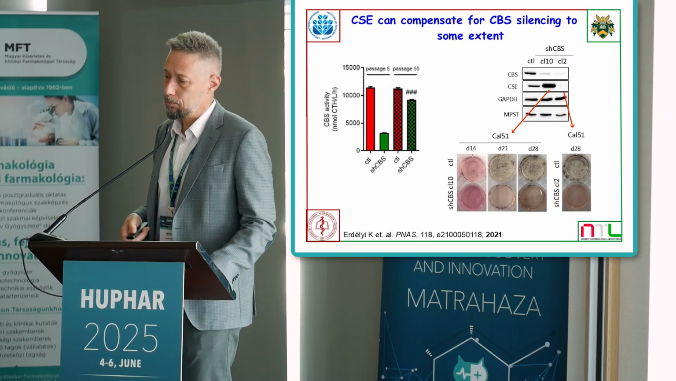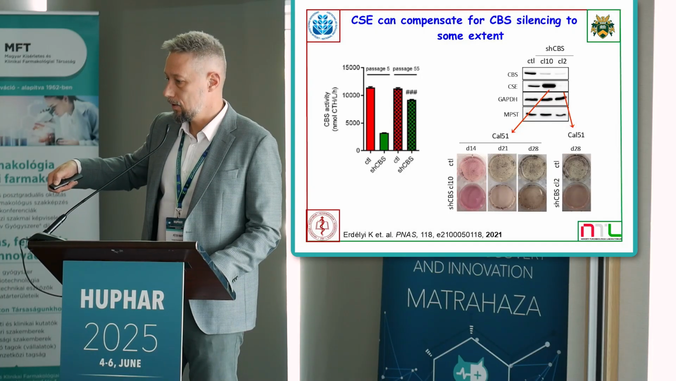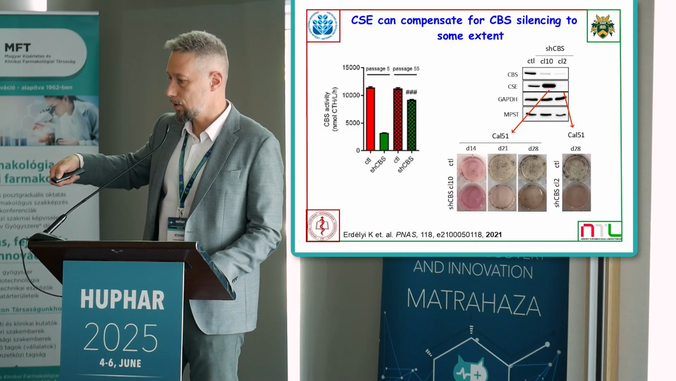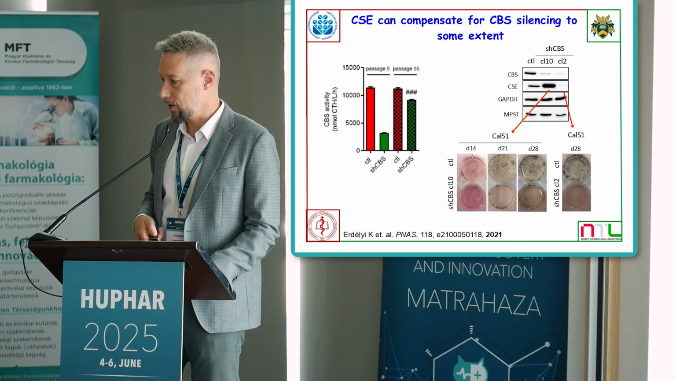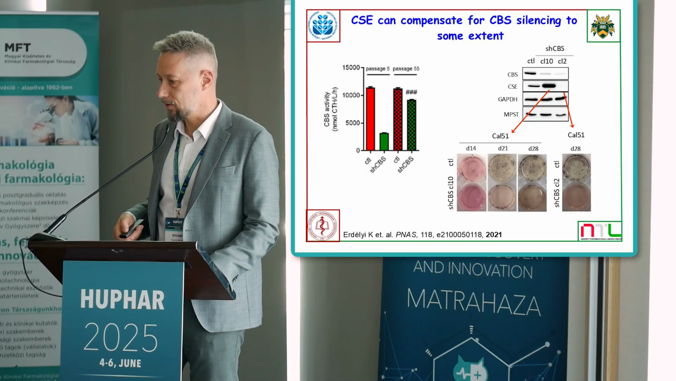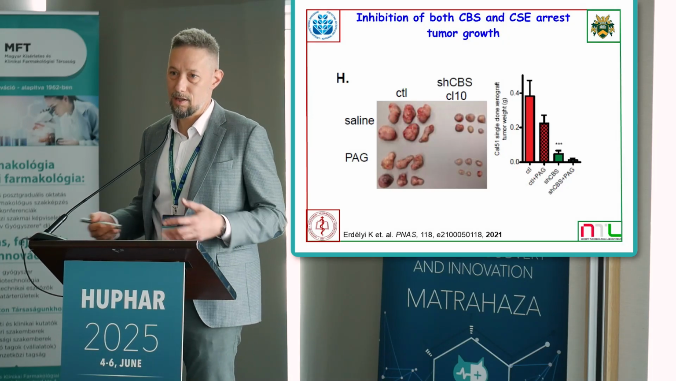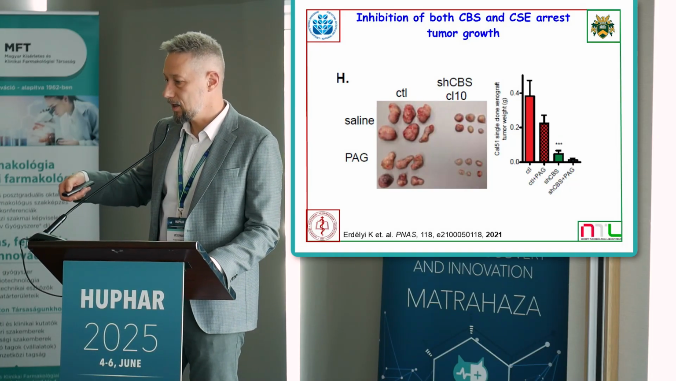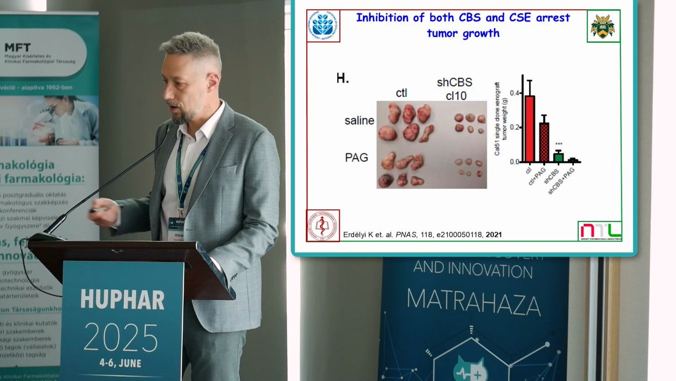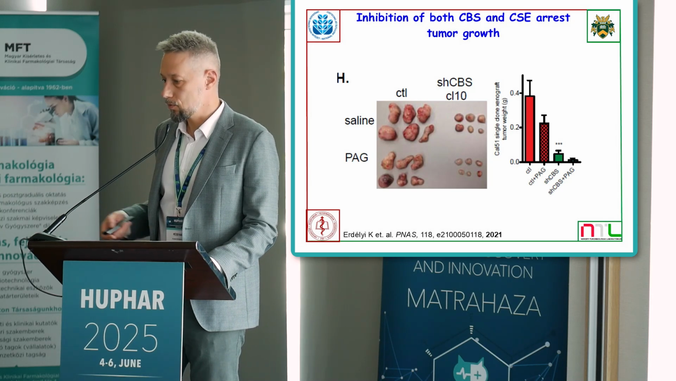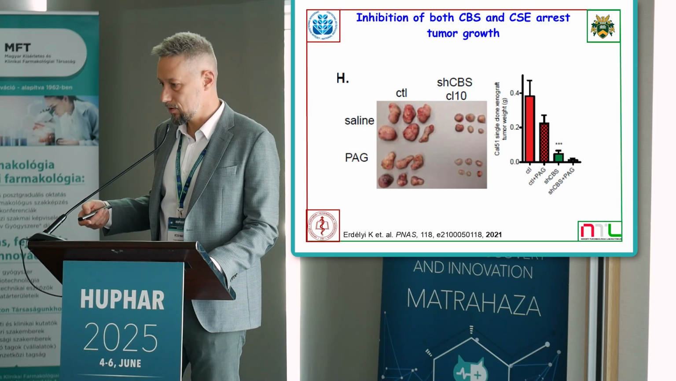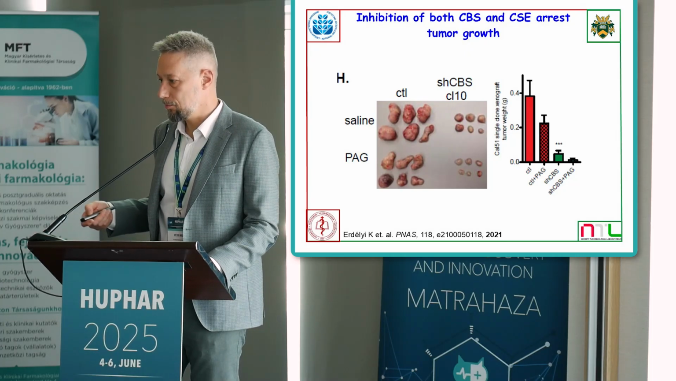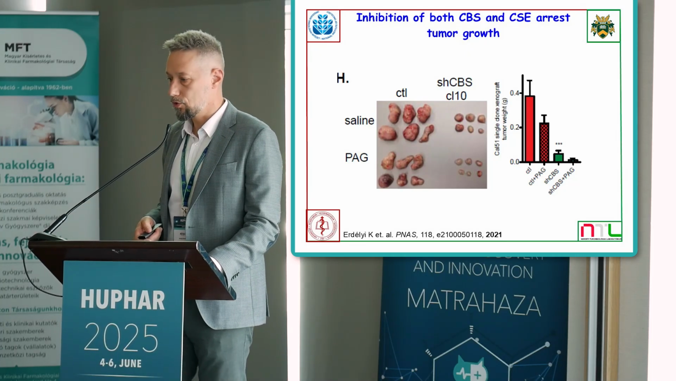What we found was then when we made single clone cell lines of CBS knockdown, all those cells that were overexpressing CSE, the other transsulfuration enzyme, were viable. The ones that were not able to overexpress CSE were not viable at the same time. So this suggested that CSE to some extent could substitute for the functions of CBS in this phenotype. And indeed, when we inhibited both enzymes or knocked down one and inhibited the other, tumors were not able to grow in this model system, suggesting that this is indeed important in this particular tumor type.